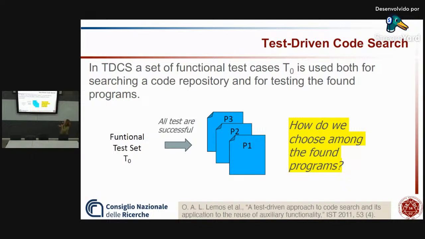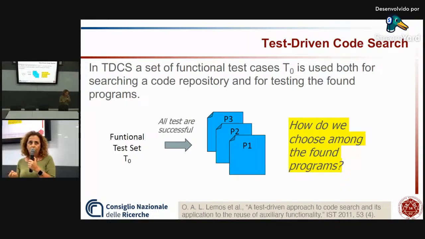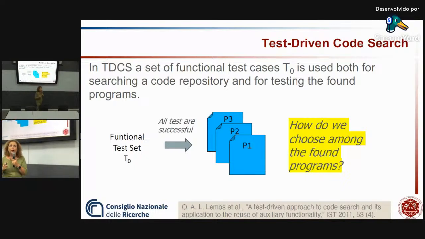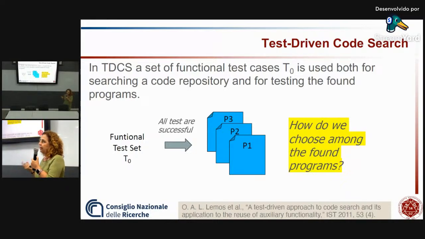The idea of this approach, test-driven code search, is that we use a test-driven approach. That is, we want a program that does sorting. We first derive the test cases for this program. Then this same test suite, called here T0, is applied not only to test the program, but also to search on the internet, in GitHub or wherever, for a program that passes this test suite. And if the program passes the test suite, then the program is likely suitable for our need. Then suppose that we find several programs looking on the internet. How do we choose among all three of them?